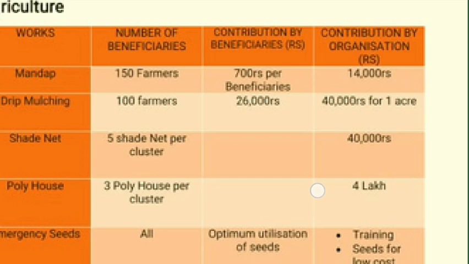And again, near about 10% of the cost is incurred on the beneficiaries, and 90% is on the organization. So let's take an example of the mandap sheti, where 700 rupees per beneficiary are needed, whereas 40,000 rupees will be contributed by the organization.